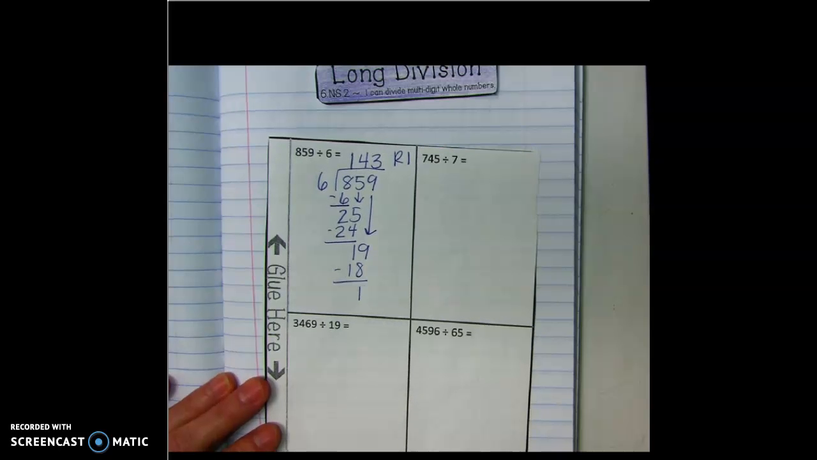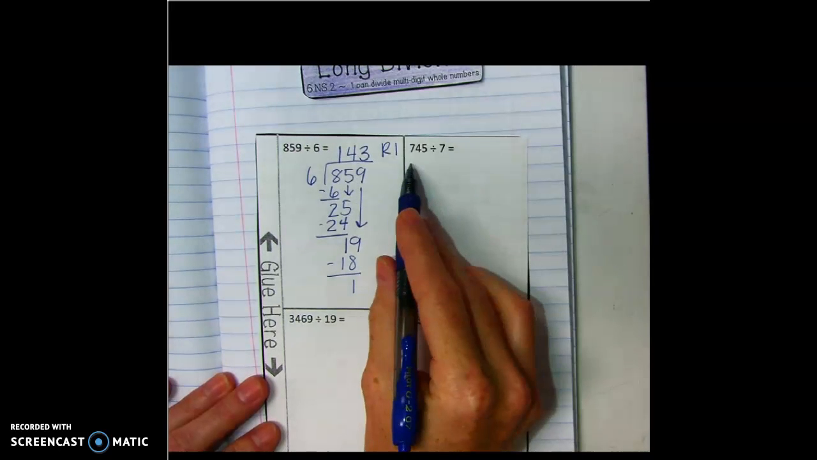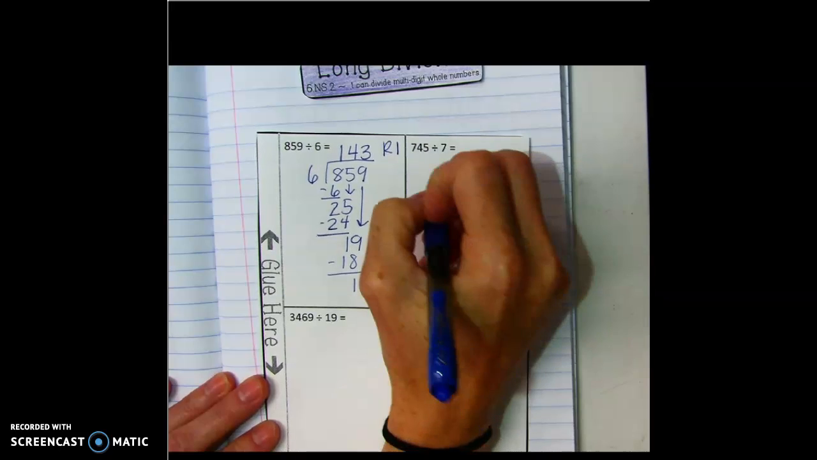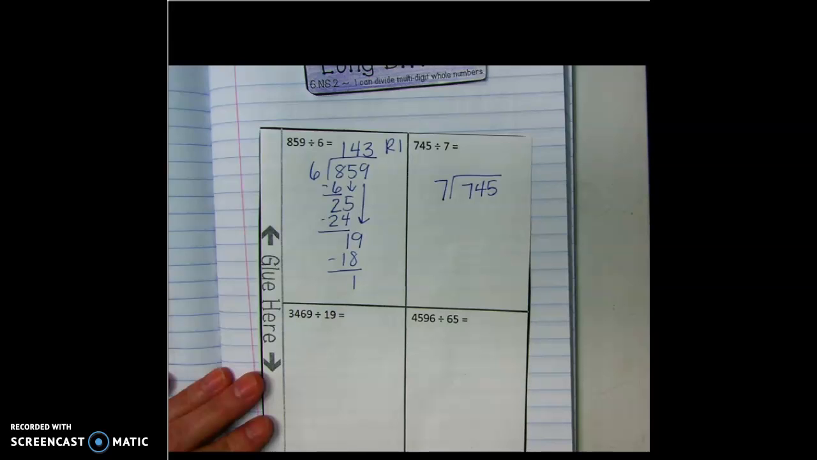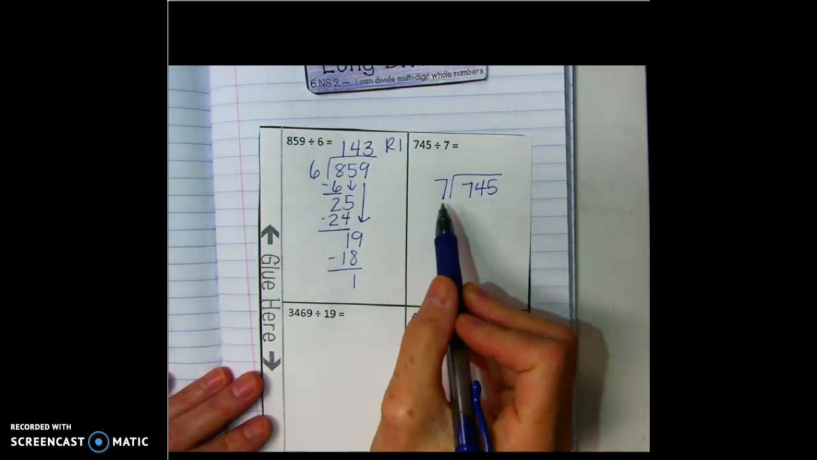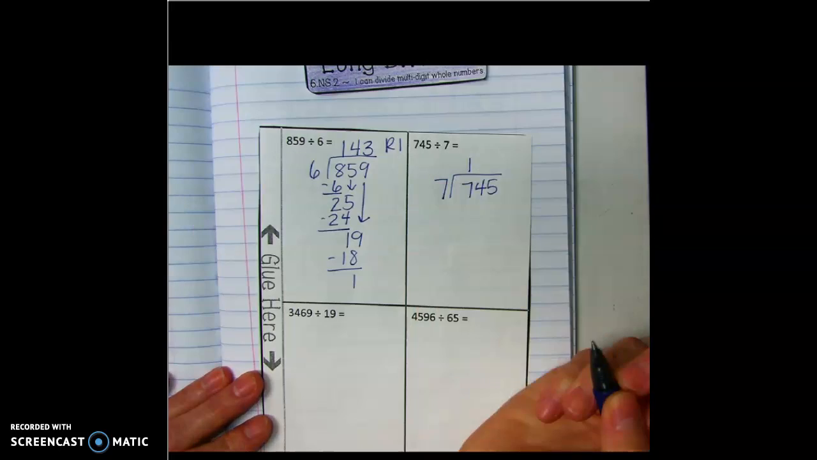745 divided by 7. So the first number is my dividend. It always goes under the doghouse. So 745 divided by 7. Go ahead and write that down now. 745 divided by 7. So now we're going to start dividing. We're going to do one digit at a time. How many times will 7 go into 7? Carson? Once. Good. So I put my 1 at the top.